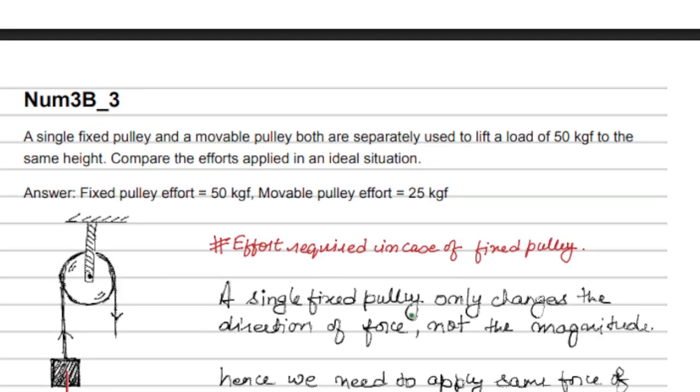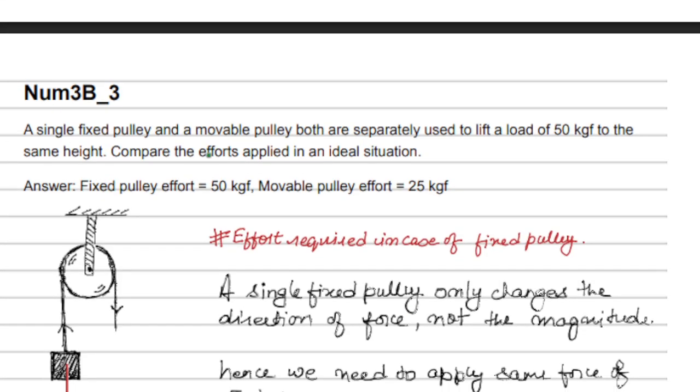A single fixed pulley is given to us and a movable pulley is given. Both are used separately to lift a load of 50 kgf to the same height. Compare the efforts applied in an ideal situation. So this is a very good hint that they're telling us to take it as ideal. So now let's go step by step.